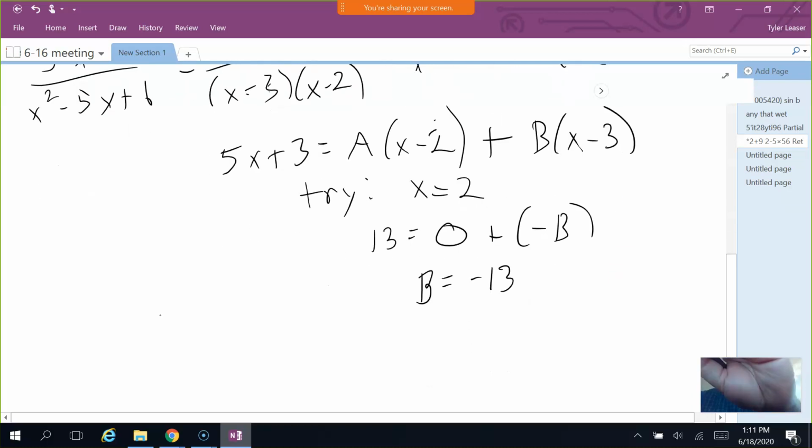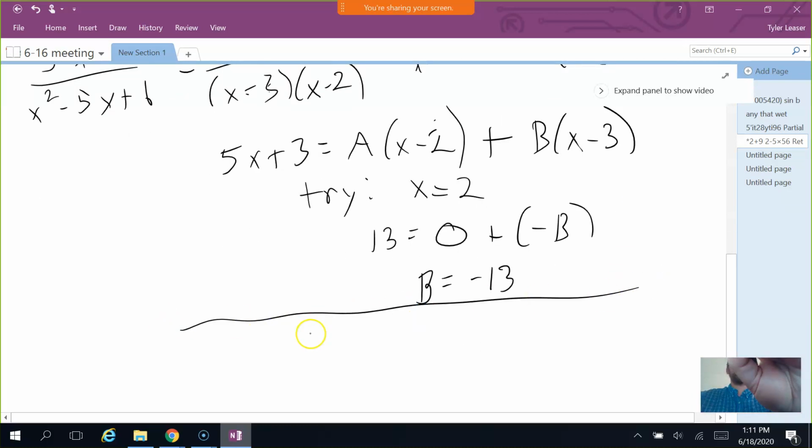Okay, so there's the b. We also want to try to find the a, so let's just try a different x value. Let's try 3 this time. Again, because I know if I plug 3 in, it's going to make this parentheses go to 0.